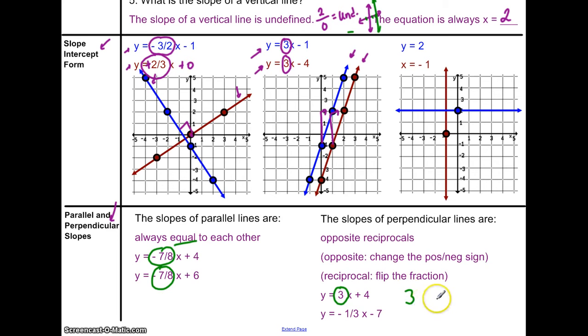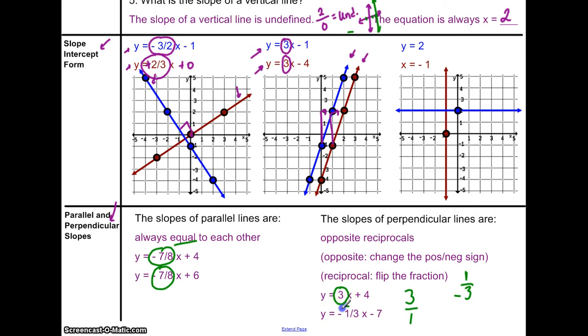So the slope of 3. Now I'm going to change the positive and negative sign, so my new slope for a perpendicular line would be negative 3. But also, remember, 3 is the same as 3 over 1. So the reciprocal slope, flipping the fraction over, would be negative 1/3. And that's what I have here.